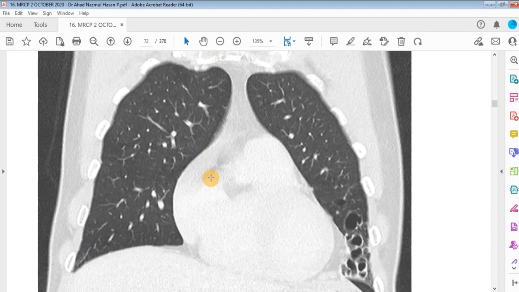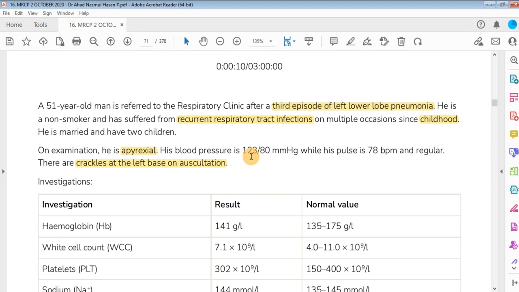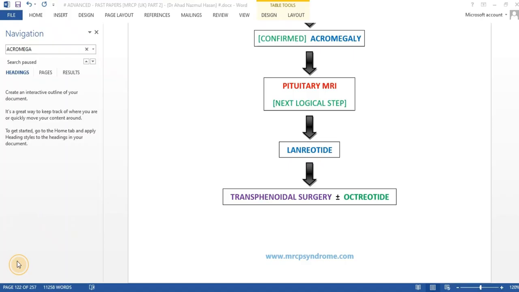So look at this CT scan. There are grape-like clusters here, and also there is significant dilatation in the bronchi. This patient is also having a history of recurrent respiratory tract infection since childhood. So what may be the most likely diagnosis here?